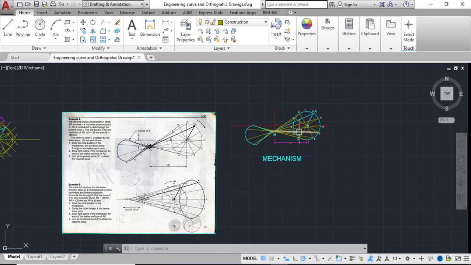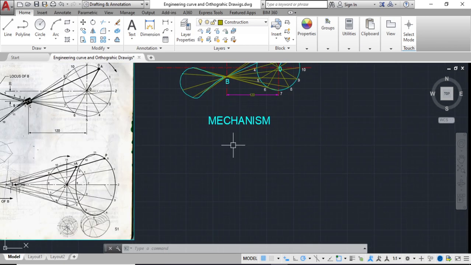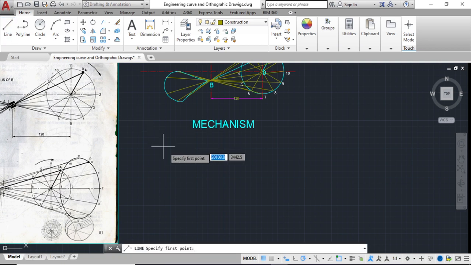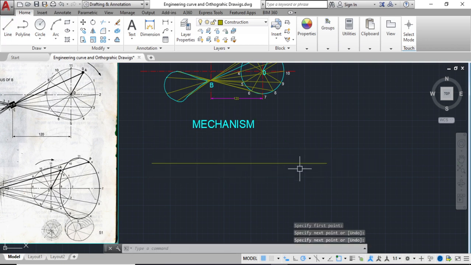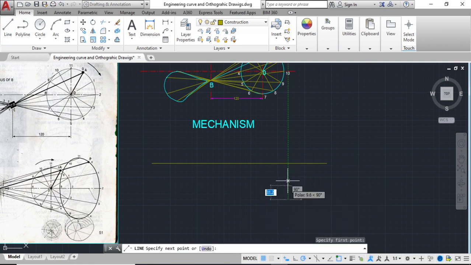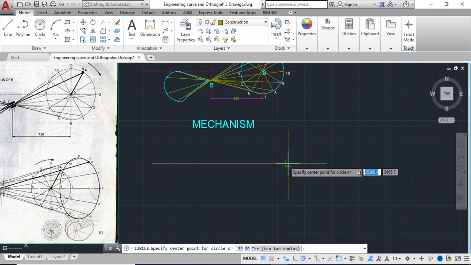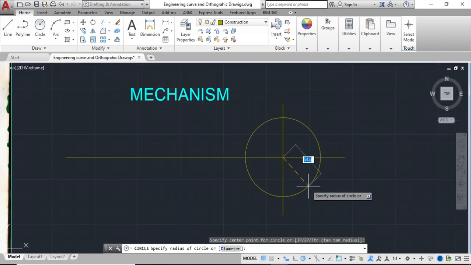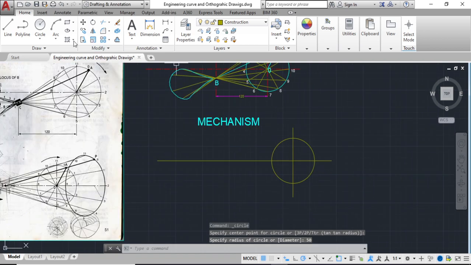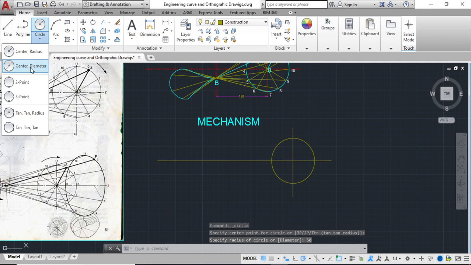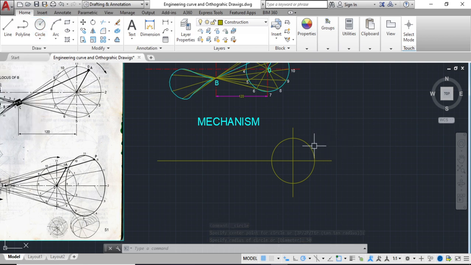So let me show you how you get it. The first thing you want to do is to draw your center lines. Line. You want to draw a circle, which is 50 in radius, 50. Enter. If you're using diameter circle, it would be diameter, right? So you divide this into 12.